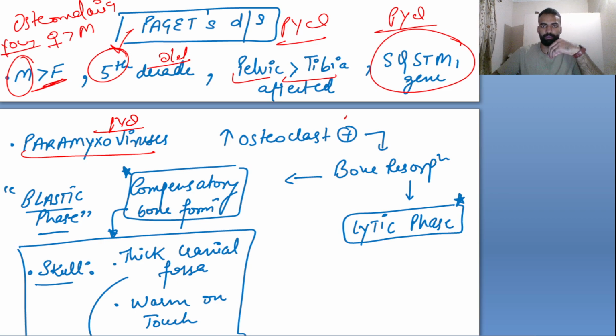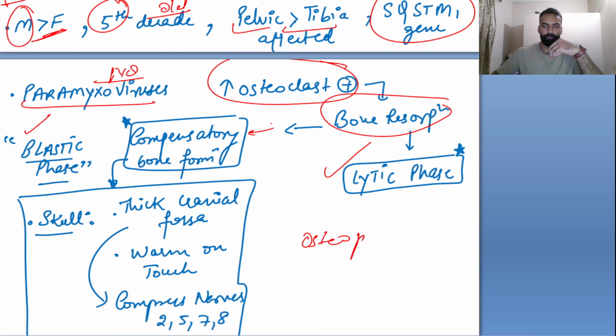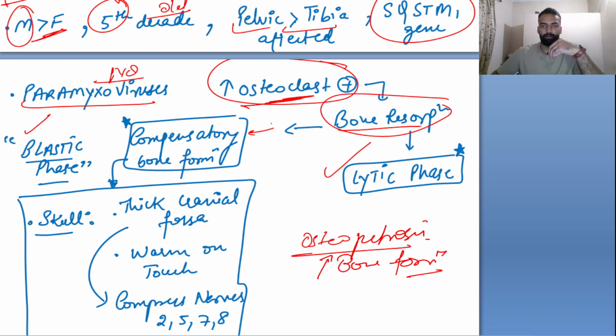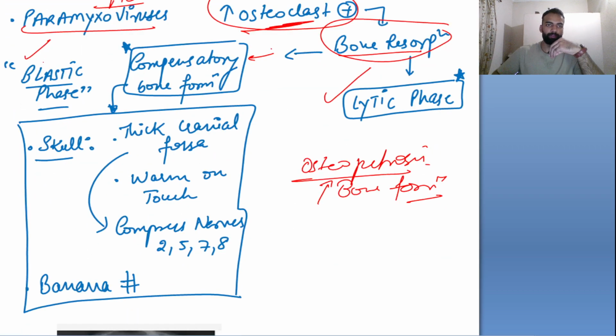And there is increased osteoclast activity leading to bone resorption, followed by compensatory bone formation. So there are both lytic phase and blastic phase. But in osteopetrosis, what we have seen above, there is increased bone formation. But here there is increased osteoclastic activity leading to bone resorption, followed by compensatory bone formation. So now I will first tell you the blastic phase.